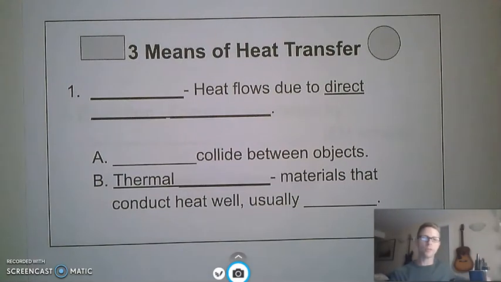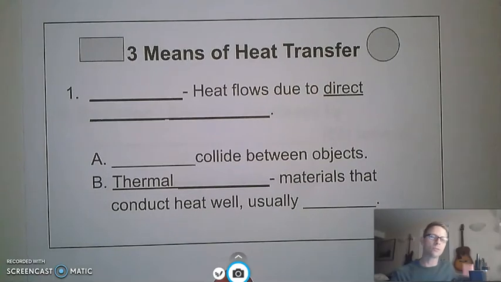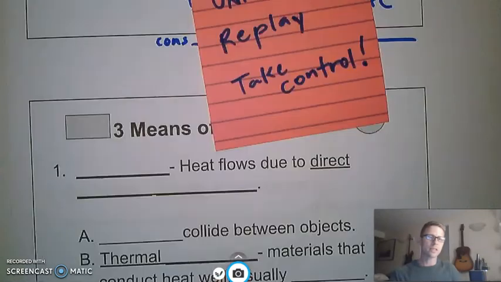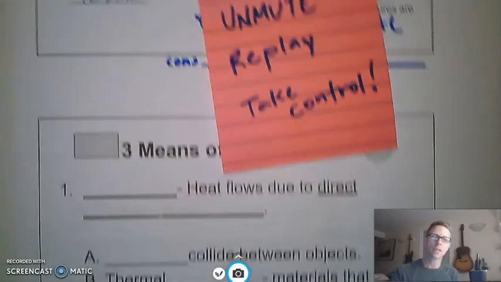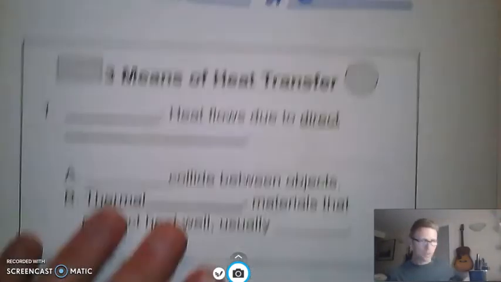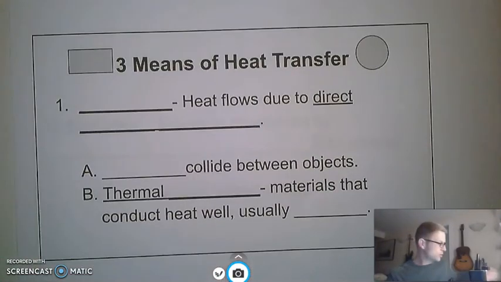Remember, what we're doing here is we're preparing for a test. So we're studying and we're learning. And remember, whenever a teacher is giving you information, you want to unmute. Got to listen to the teacher. Got to replay stuff. Be in control of your own education.